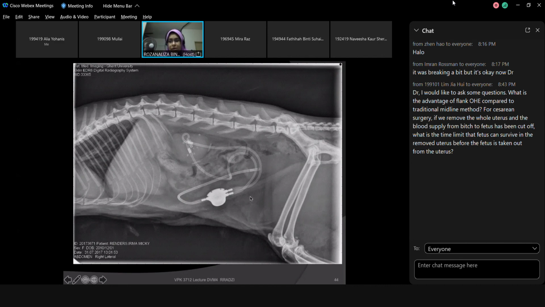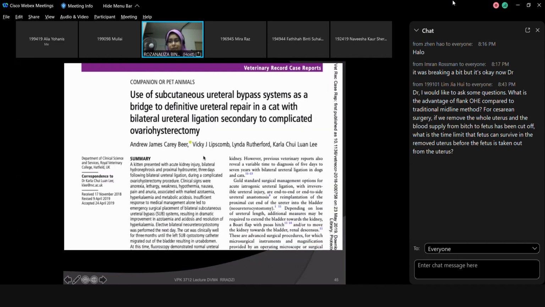Okay, so you can see this is a very interesting paper published. So this is what you can accidentally do if you are not careful with your ovariohysterectomy. Bilateral ureteral ligation. So the surgeon accidentally ligated both of the ureters.